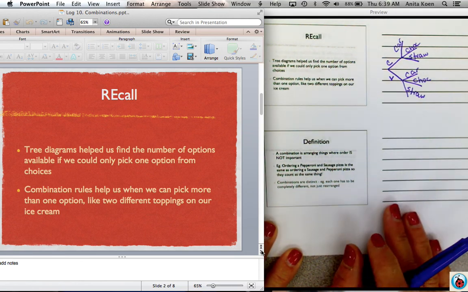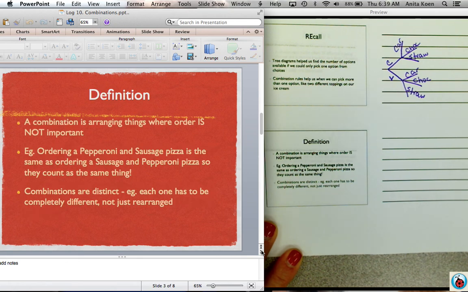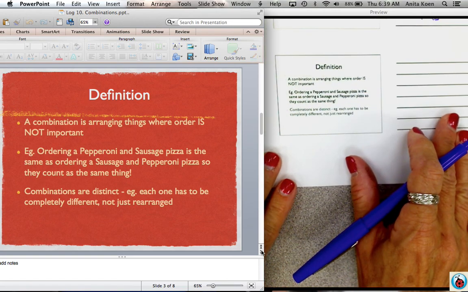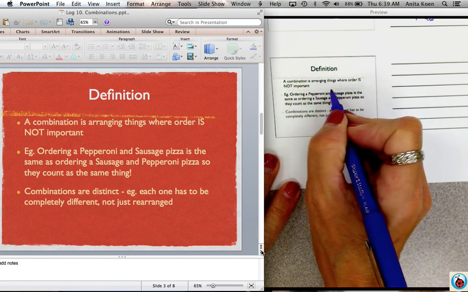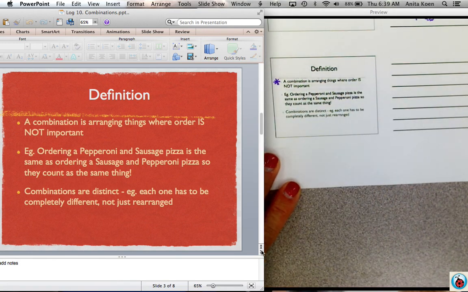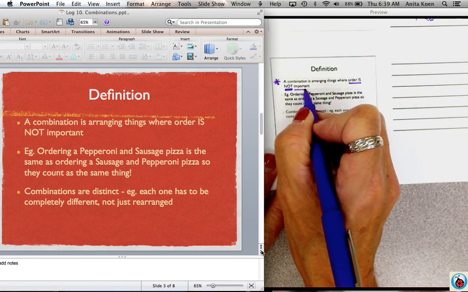Combination rules help us when we can pick more than one option, like if we wanted to pick two different toppings for our ice cream. A combination is arranging things where order is not important. Let's scoot this up so you can see. This is your definition of a combination right here. A combination is arranging things when order is not important.